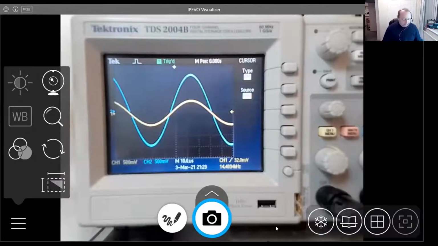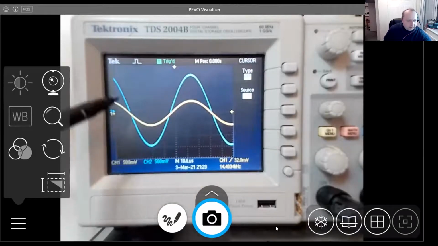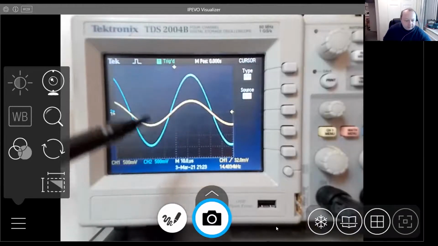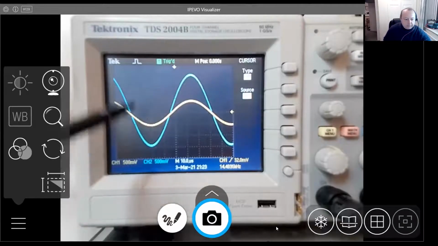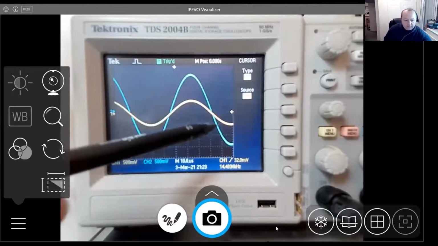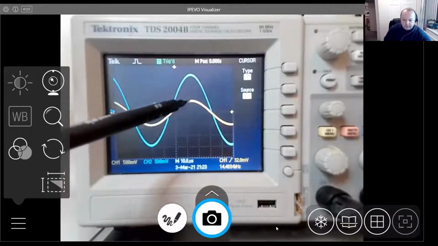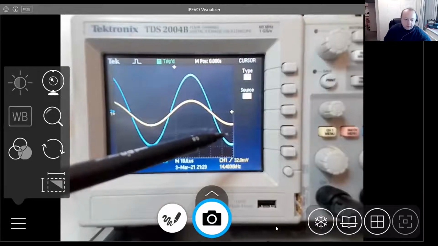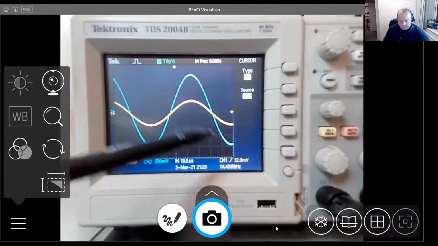Right. So I've got a little electronic circuit here, which we'll swap back to in just a second. The yellow line, which is this one, this is our input. And this blue one, that's our output. Now they're both set to 500 millivolts per division. So this is an amplifier. This is a non-inverting amplifier. And as you can see that the output, which is this blue line, is in phase with the yellow line. So it's clearly a non-inverting amplifier.